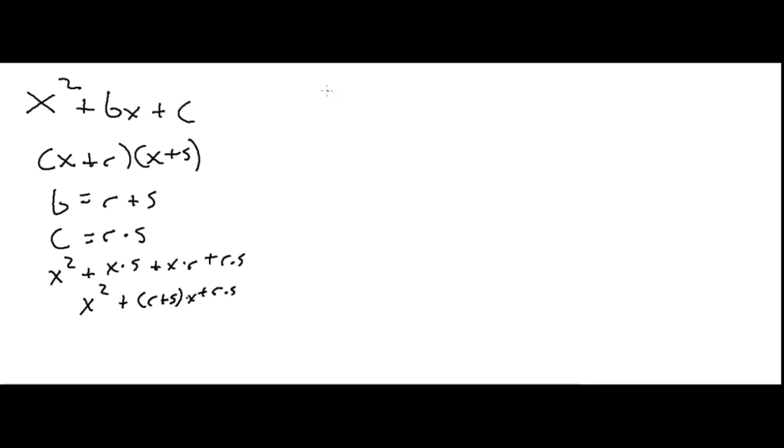So for an example problem, I'll start with x squared plus 7x plus 10. You want to find the factors of 10, and then which of those factors will add to 7. The factors of 10 are 1, 2, 5, and 10, where you have 1 times 10 and 2 times 5. So you can see that 2 plus 5 is equal to 7.